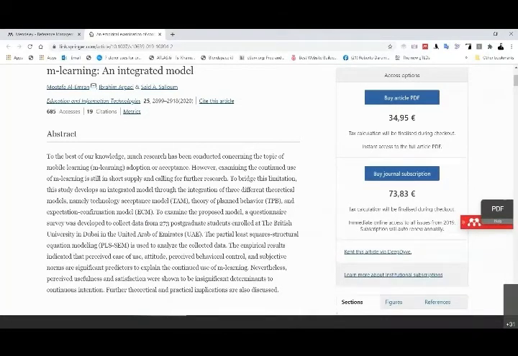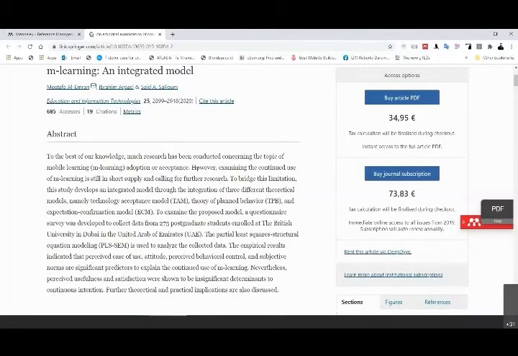Yes. You see, they say that to the best of our knowledge, much research has been conducted considering the topic of mobile learning adoption or acceptance. Adoption or acceptance, similar? Some said no. Some said you accept but never use. They said acceptance. Some said when you accept, you are using. So you have to argue critically about this one. I can talk about this because this is my area of research.